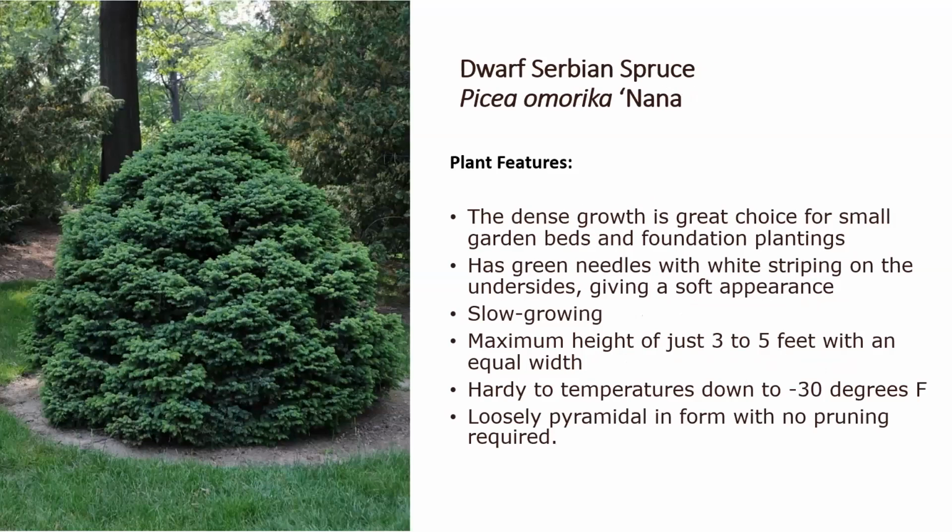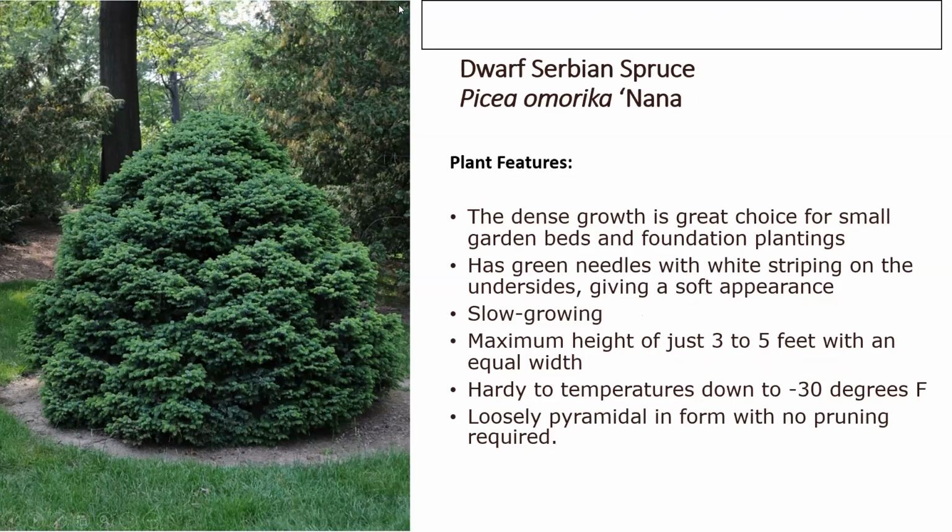Here we have the dwarf Serbian spruce. As you can see from the example, it's very dense, and it is a great choice for small garden beds and foundational plantings. Slow growing, maximum height 3 feet, and equal in width. It has such a beautiful, nice pyramidal structure to it.